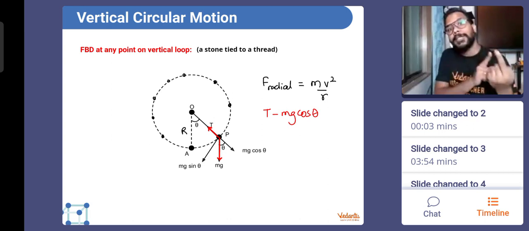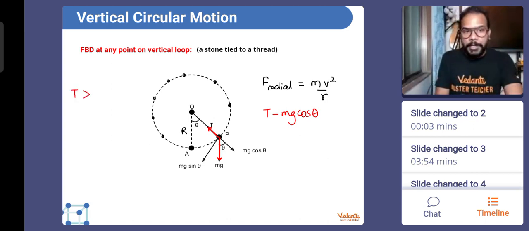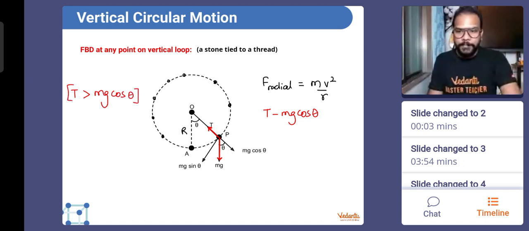Because effectively the radial force should be towards the center. That means T has to be greater than mg cos theta. Remember this point. This is a very important point. T has to be greater than mg cos theta, and practically it will be. So T minus mg cos theta is equal to mv square by r.